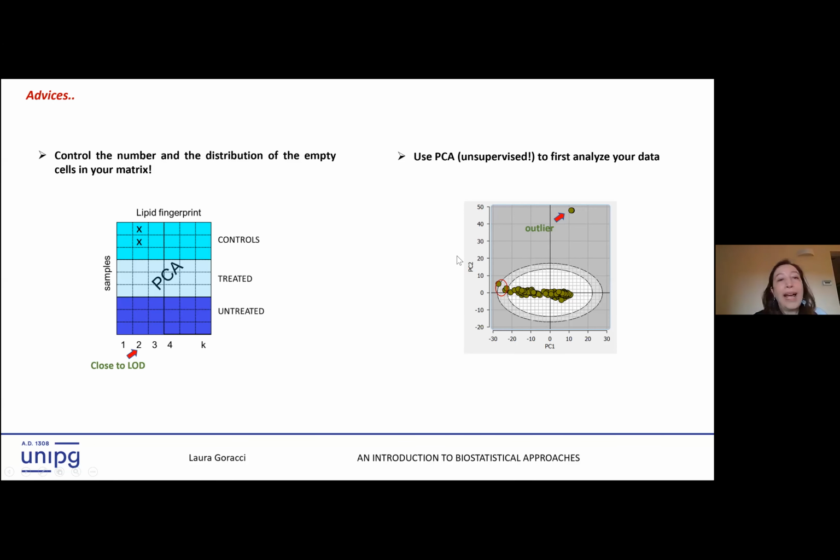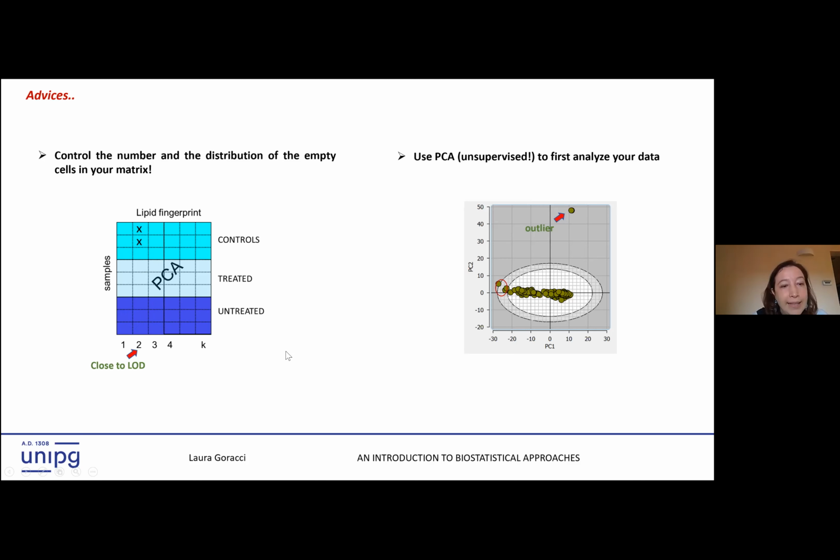And now I would like to end with a few pieces of advice. The first is to always control the number and the distribution of empty cells in your matrix. This method is able to deal with empty cells, missing values. Usually the method is okay if you have maybe 20% of missing values, but not too much. But it is good if these missing values are randomized in your matrix.